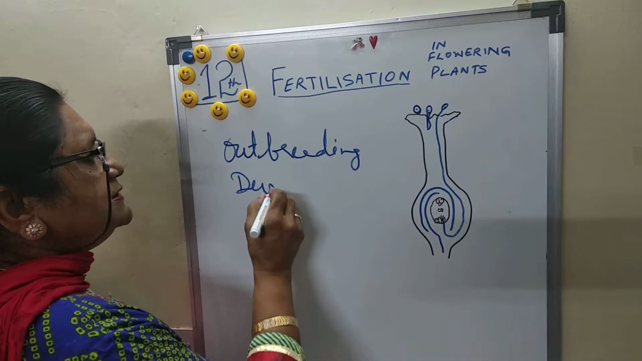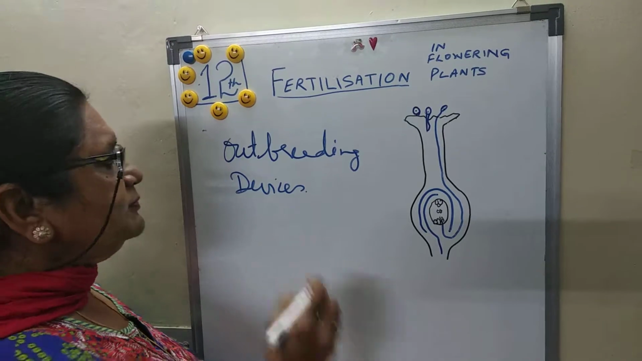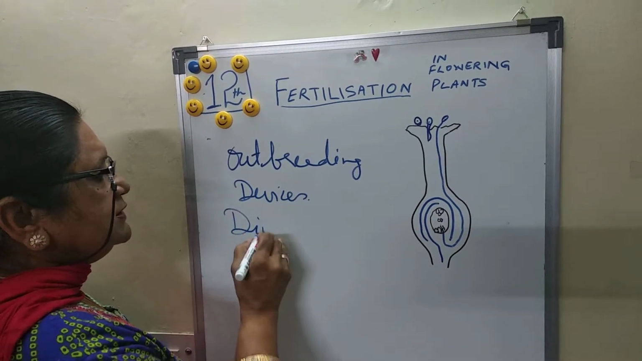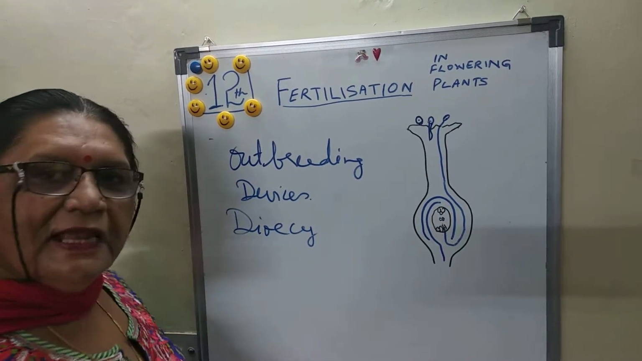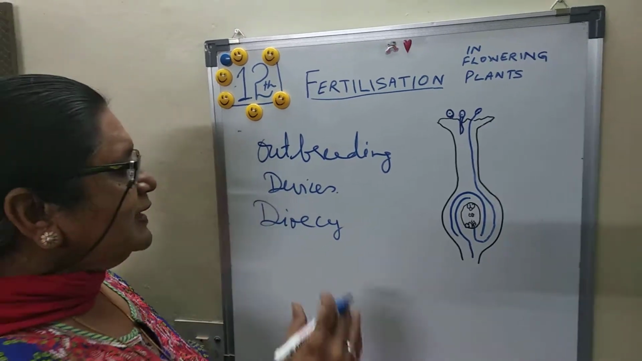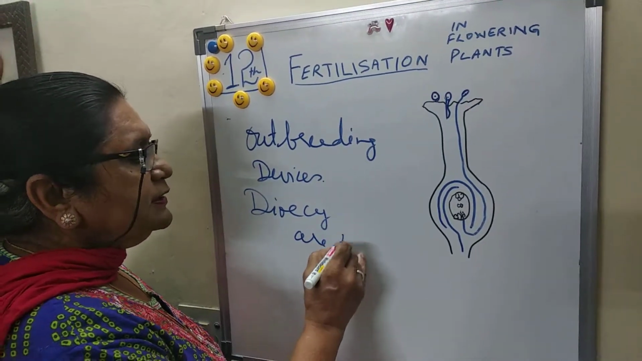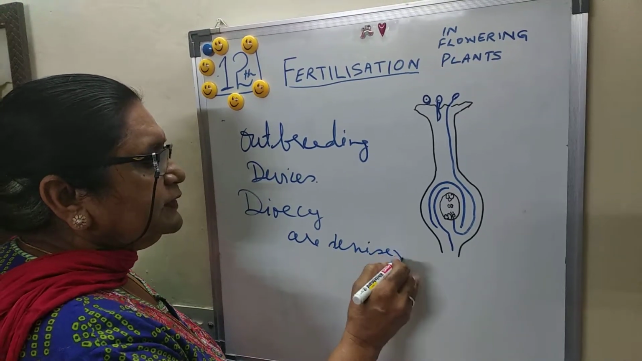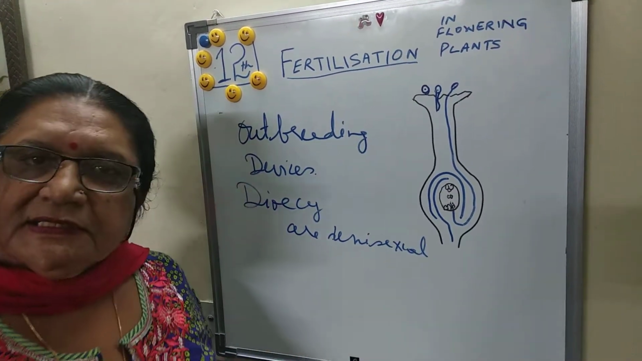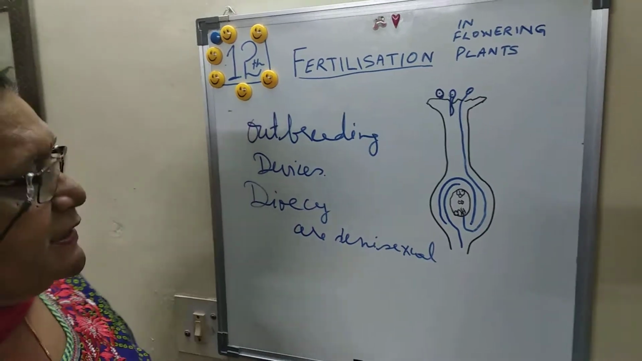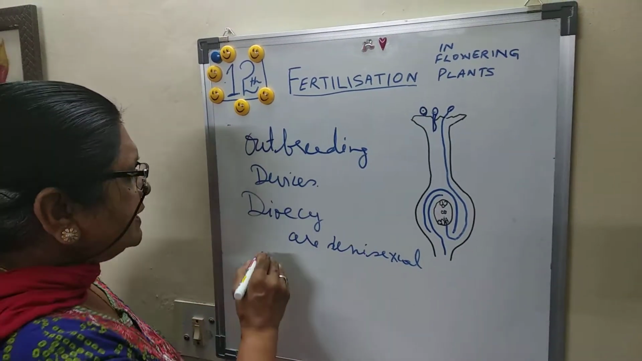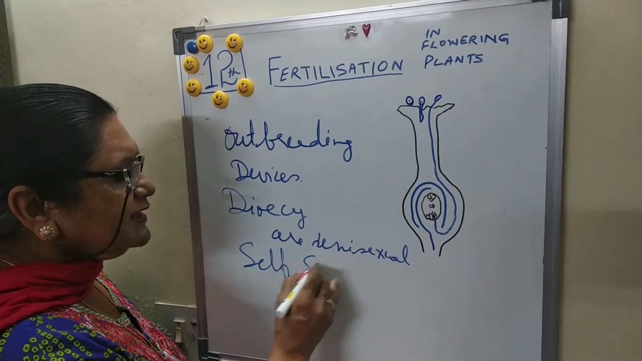Outbreeding devices. The first is dioecy or diclinism, that means both plants, male and female, are separate or unisexual. So it means they prevent self-pollination. That is the first part. The second device is self-sterility.